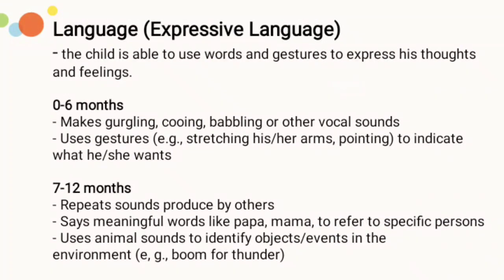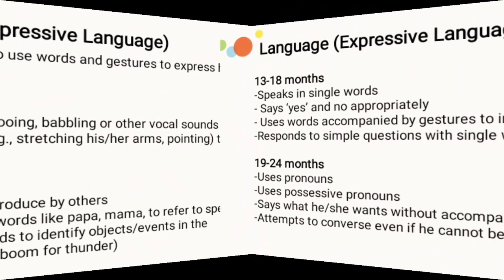In expressive language, the child is able to use words and gestures to express his thoughts and feelings. In 6 months, they make gurgling, cooing, babbling, or other vocal sounds. They use gestures like pointing, stretching, and etc. to indicate what he or she wants. In 7 to 12 months, they will repeat sounds produced by others, say meaningful words like papa, mama, to refer to specific persons, and use animal sounds to identify objects or events in the environment.